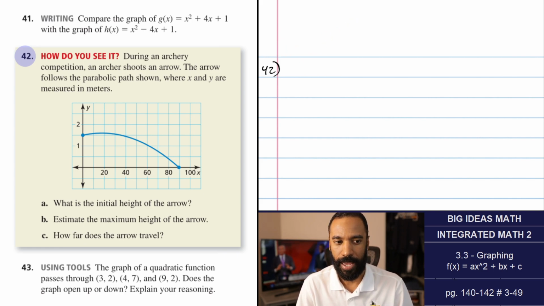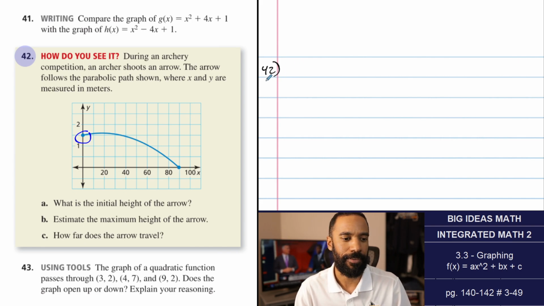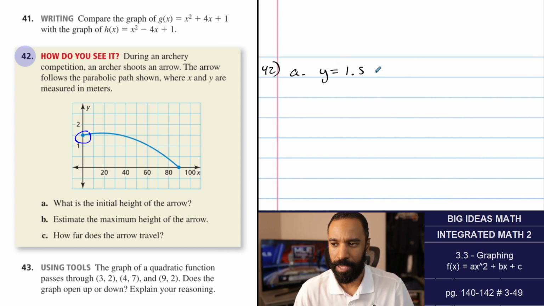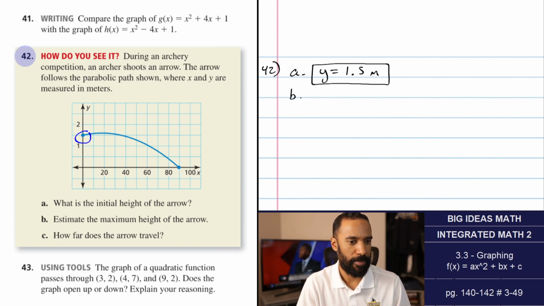What is the initial height of the arrow? The initial height is where it's shot off. It's right there. Y-intercept, baby. It's 1.5. So part A: y equals 1.5 meters. Initial height. B. Estimate the maximum height of the arrow.